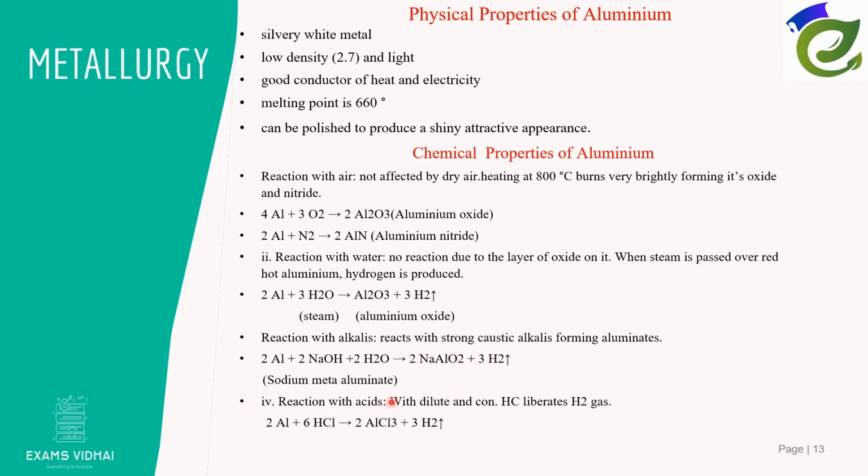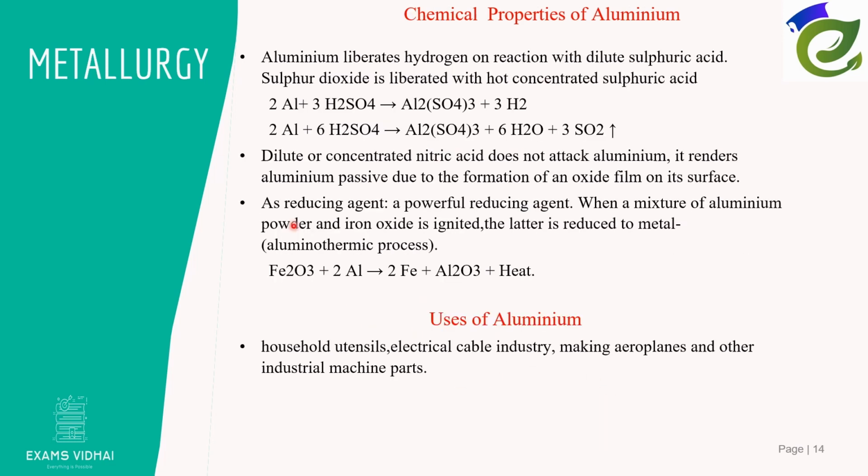Reaction with acids, with dilute and concentrated acids. When we react aluminium with HCl, we produce H2 gas. When aluminium reacts with dilute sulfuric acid, it will produce hydrogen. Whereas aluminium and hot concentrated sulfuric acid react to give sulfur dioxide, SO2. And dilute or concentrated nitric acid does not attack aluminium.